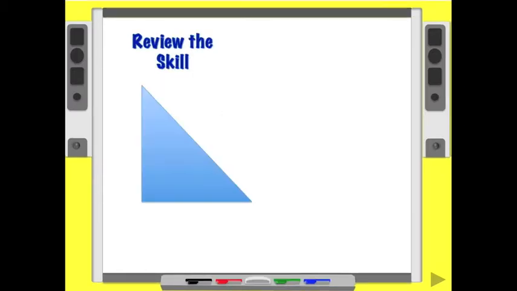Pythagorean Theorem applies to all right triangles, like this one. Every right triangle has a right angle. A right angle measures 90 degrees. The side opposite to the right angle is called the hypotenuse. The hypotenuse is the longest side of a right triangle. The sides adjacent to the right angle are called the legs.